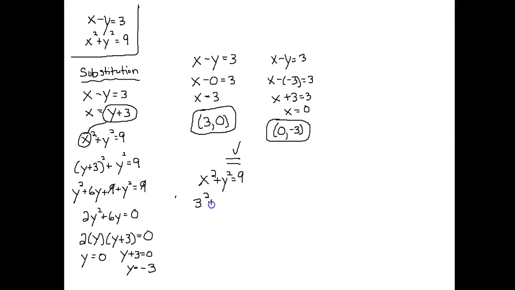3 squared plus 0 squared does equal 9. And 0 squared plus -3 squared equals 9. And just for kicks and grins, you can still go back to here, x minus y equals 3. 3 minus 0 does equal 3. And 0 minus -3 does equal 3. So these check out rather nicely.